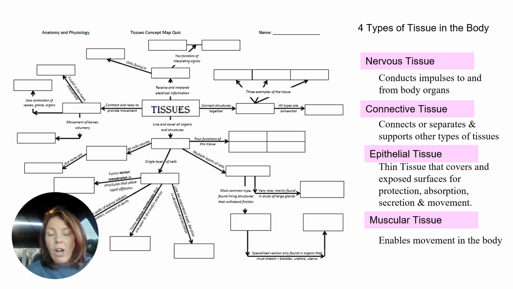Can you take a look at your concept map with the central tissue fanning out in 4 directions and place those tissue types where they belong on the map? Pause the video, see if you can make them fit, and then continue.